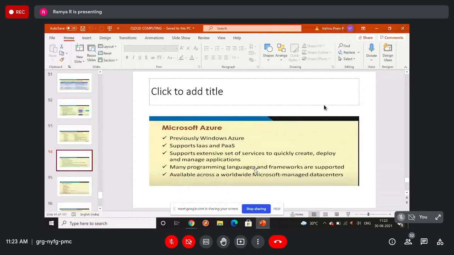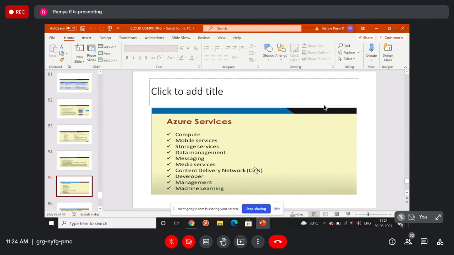Now we are talking about one of the commercial clouds, that is Microsoft Azure. It was previously Windows Azure. First the starting name was Windows Azure, later they changed it to Microsoft Azure. It supports IaaS and PaaS, platform as a service. It supports many programming languages and different frameworks.